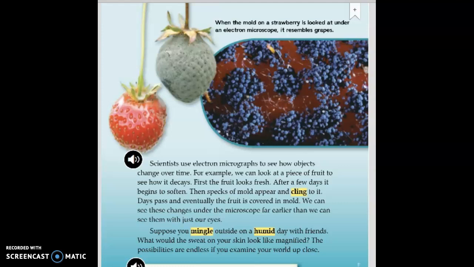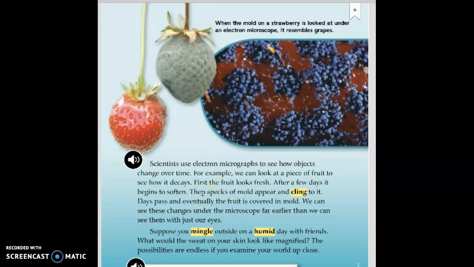Let's look at the first paragraph and see if we can find some signal words that will show a sequence of events of how fruit decays. This first sentence just gives us a little bit of information. The second sentence talks about how fruit is going to decay. We can look at a piece of fruit to see how it decays. That's what we're looking for. We want to know how it decays. First, there's that signal word we talked about just a few minutes ago. First. First, the fruit looks fresh. After, there's another signal word. After a few days, it begins to soften.